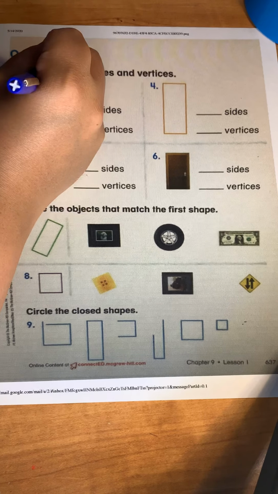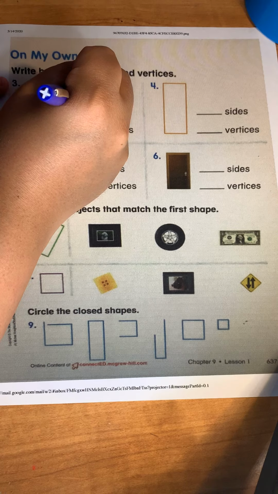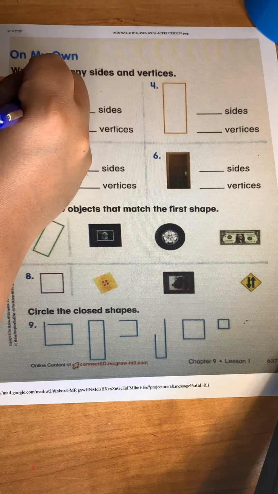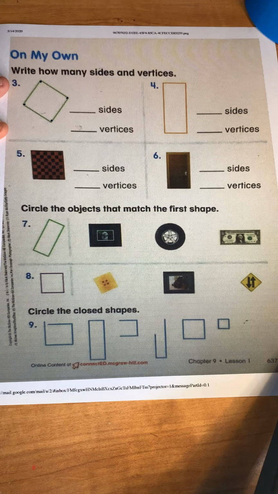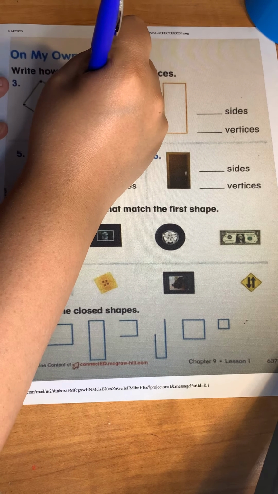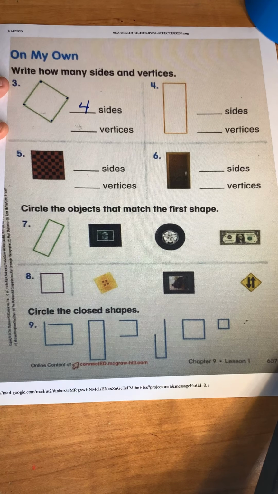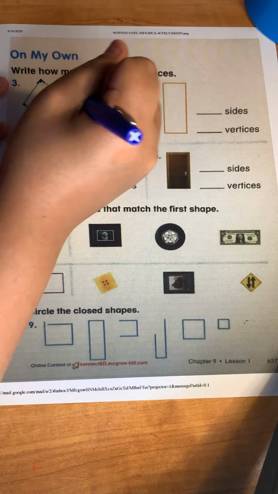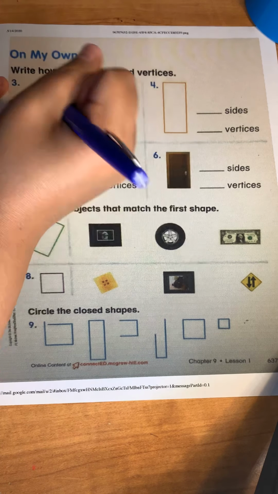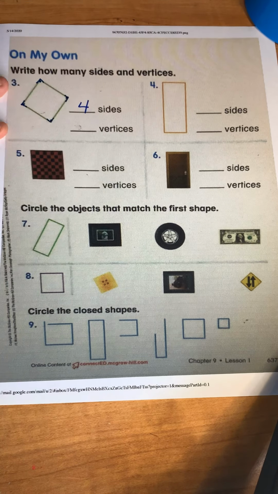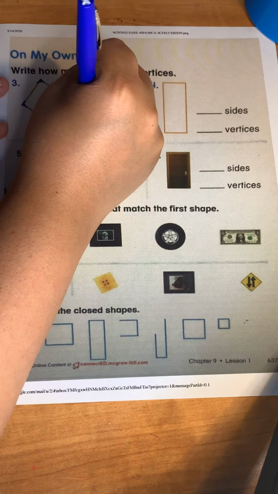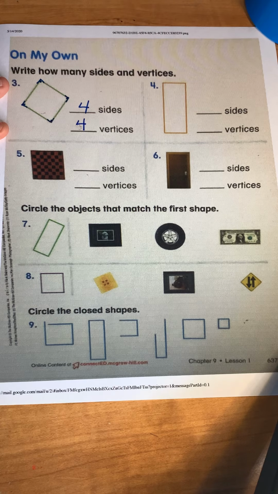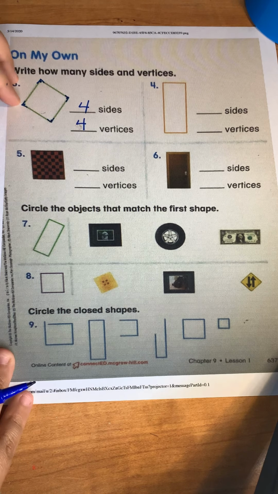Ready? 1, 2, 3, and 4. So this shape has 4 sides, and now we need to count the vertices. 1, 2, 3, and 4. So it has 4 sides and 4 vertices. Let's look at number 4.